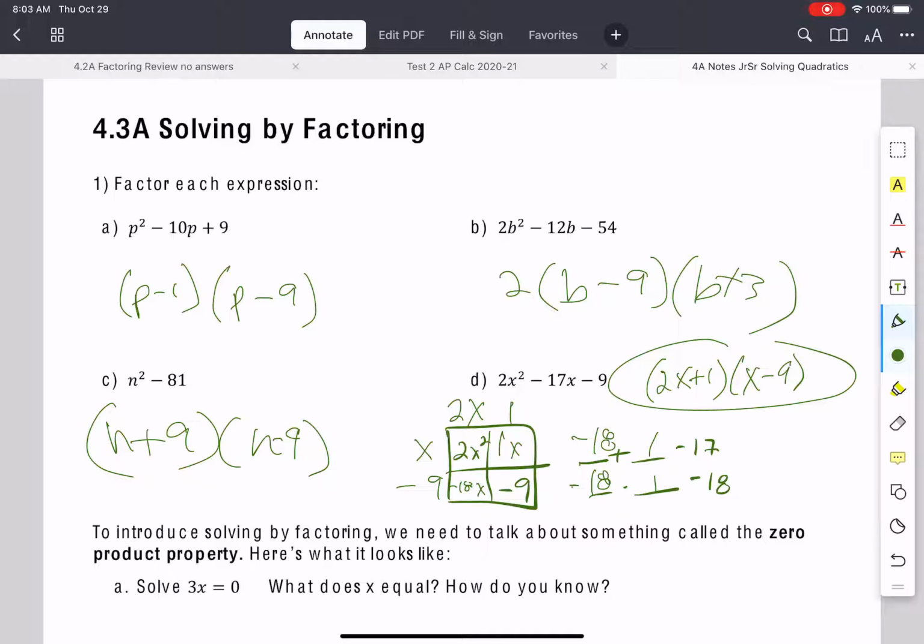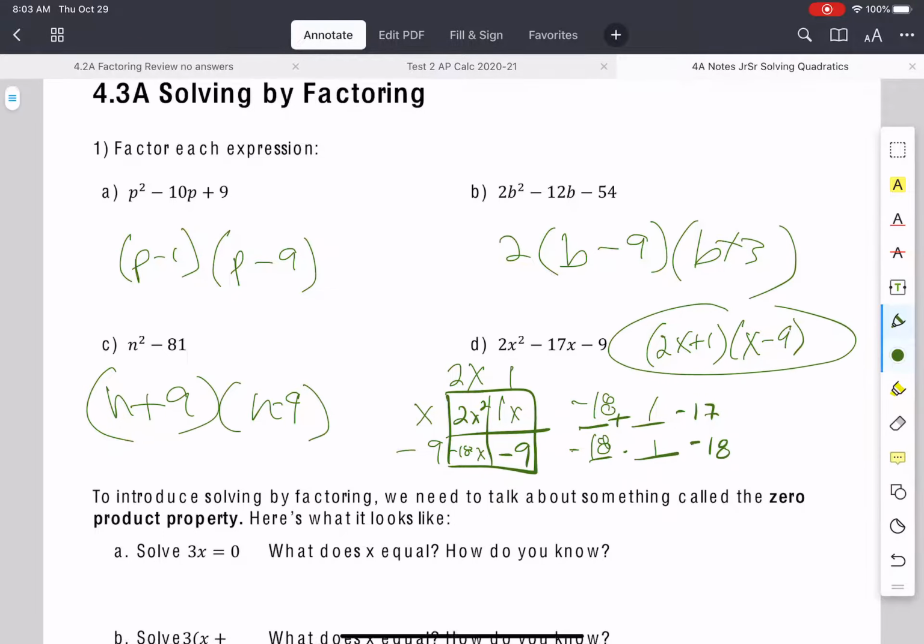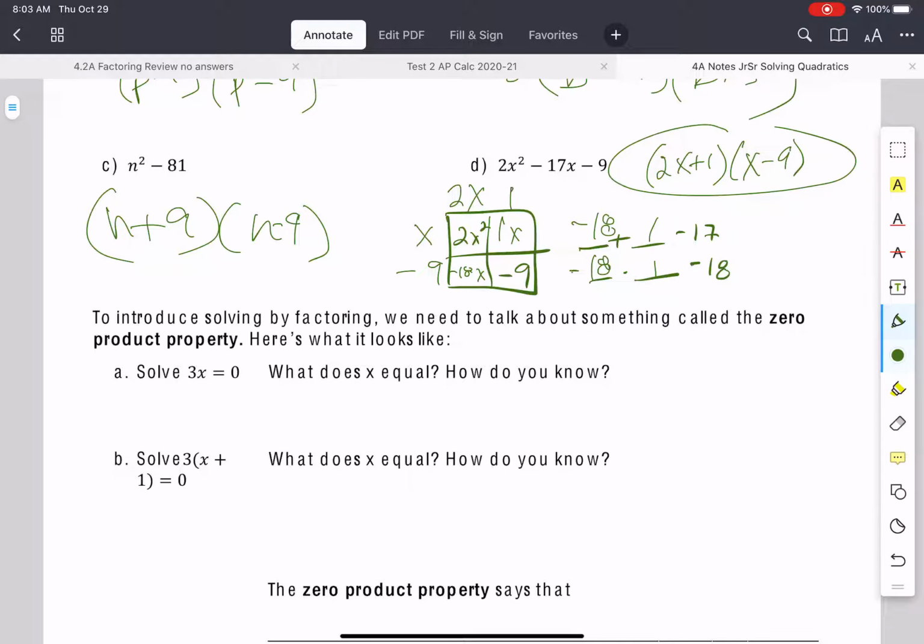So today we're going to start learning how to solve a quadratic equation. When I say to solve an equation, let's look at part A here. This one's not a quadratic, this is linear. But when I say solve, I mean get x alone. What would be my first step to getting x alone on part A? Divide by what? Good. So x would equal 0, okay? Does your part B look like mine?